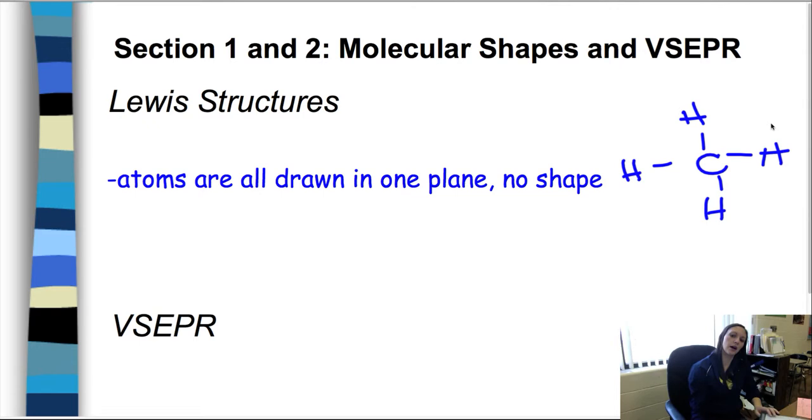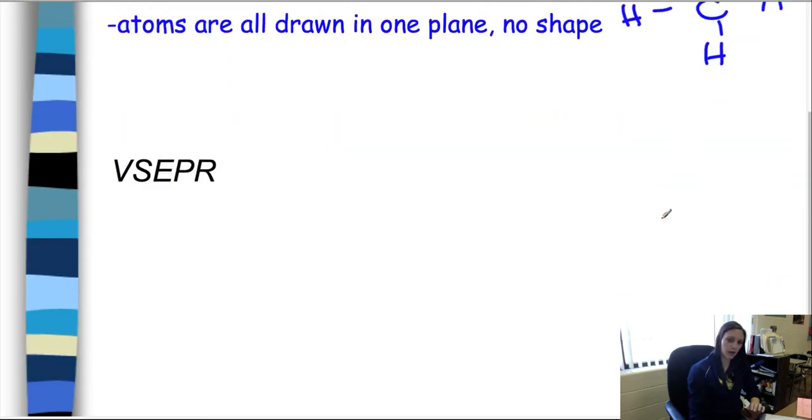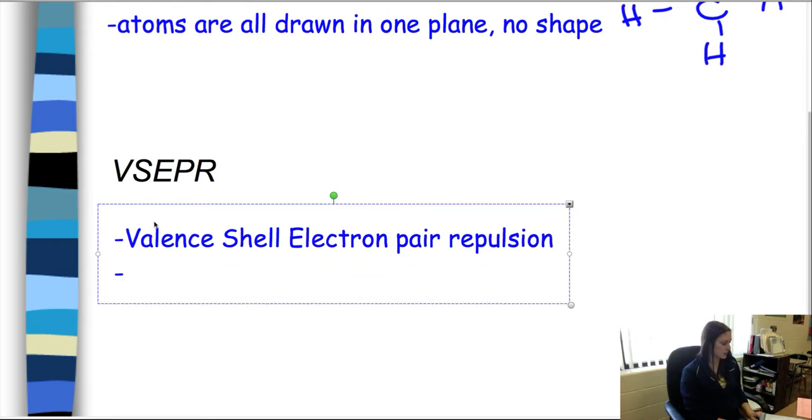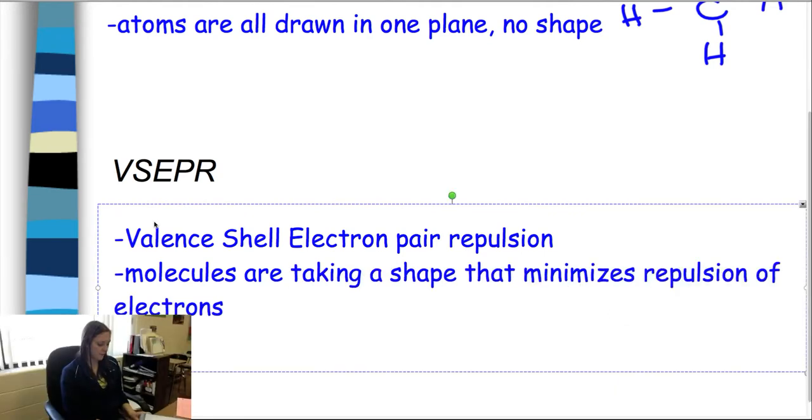Alright, well then we have what is called VSEPR, which we looked at last year. Remember that VSEPR is valence shell electron pair repulsion. And remember that's because you're looking at electron pairs repelling one another, and they take a shape based on how they repel. We're talking about only valence electrons, so the name does make sense. So our molecules are taking a shape that minimizes the repulsions of electrons. And there are 5 basic shapes.